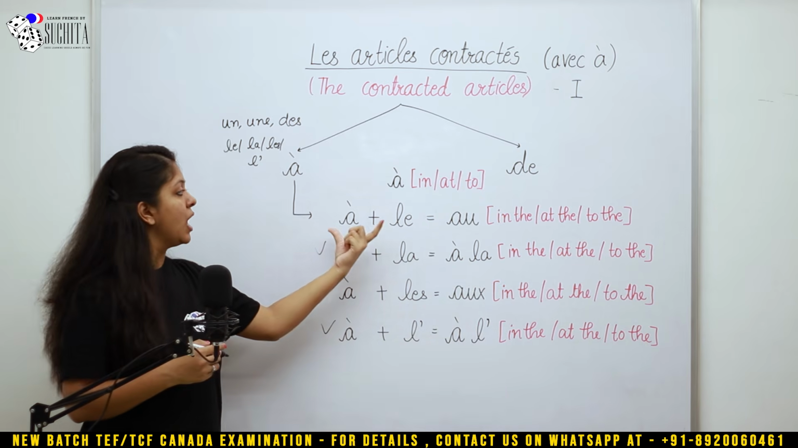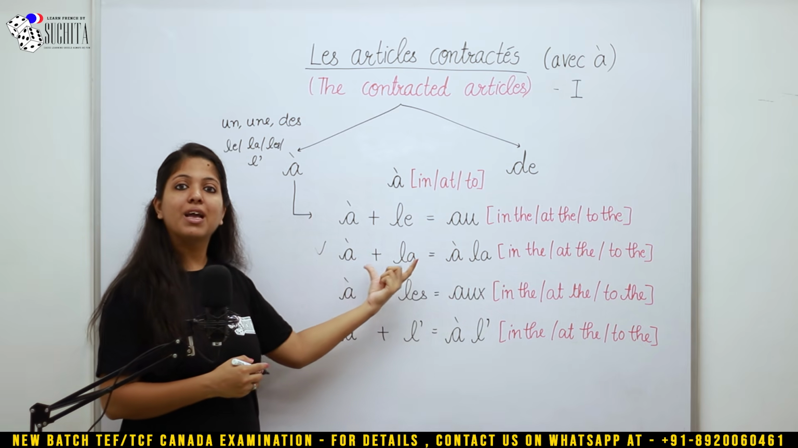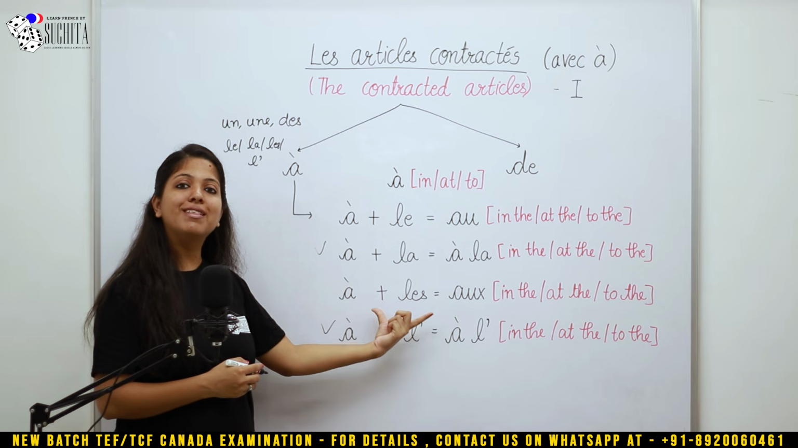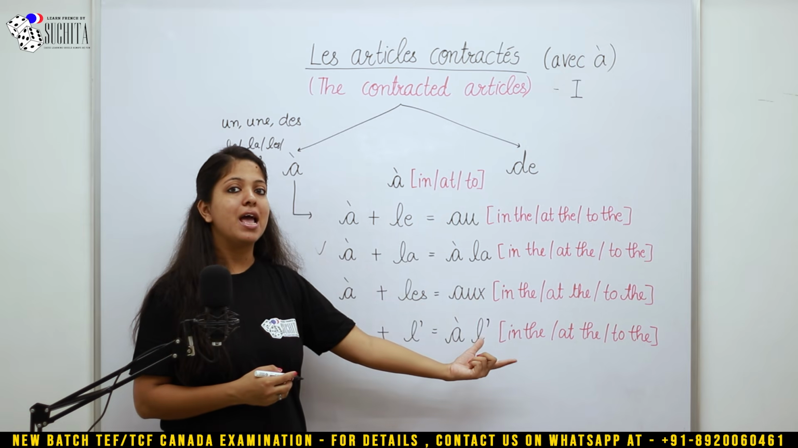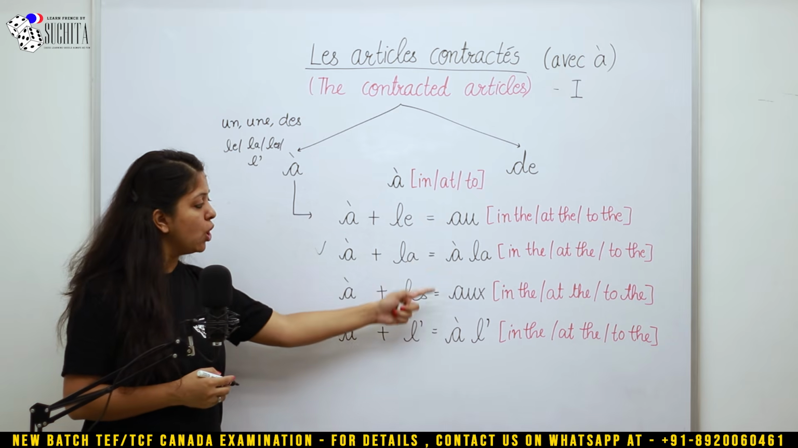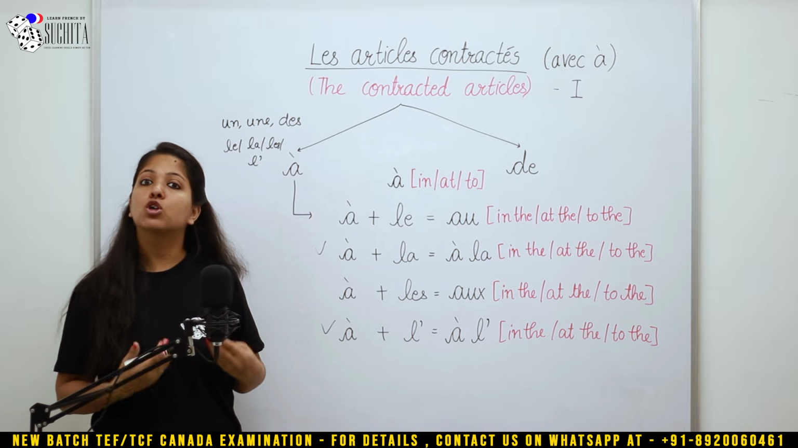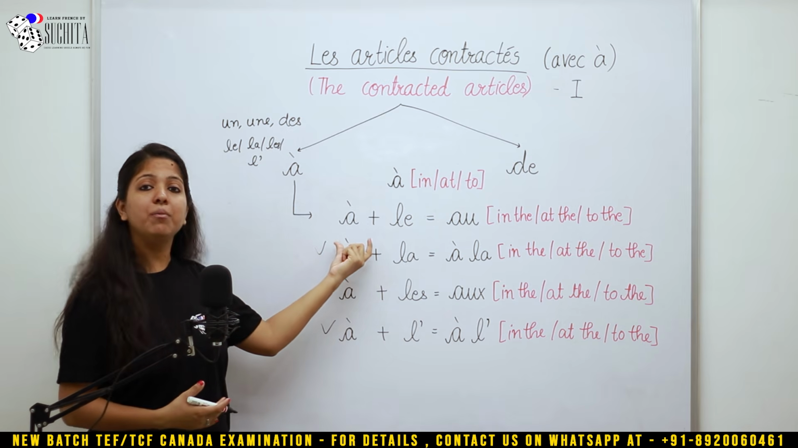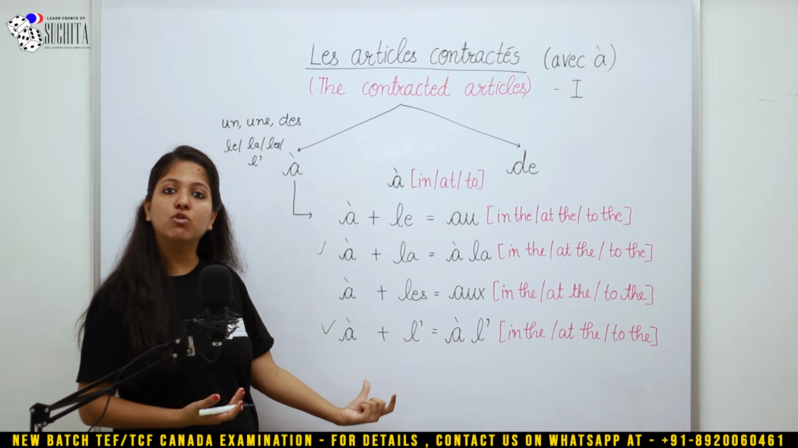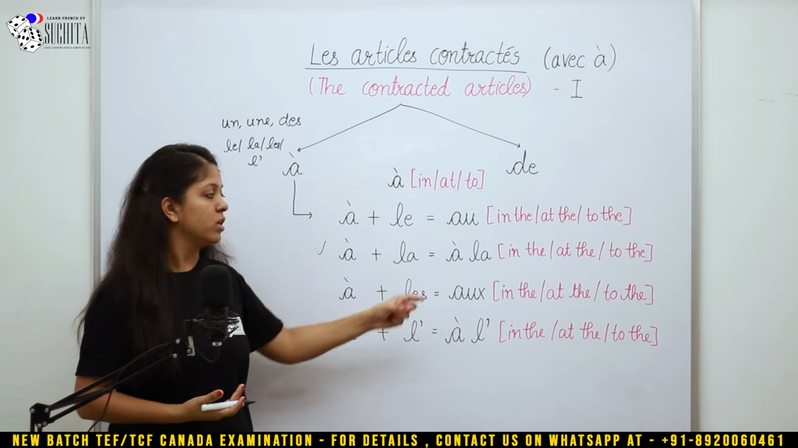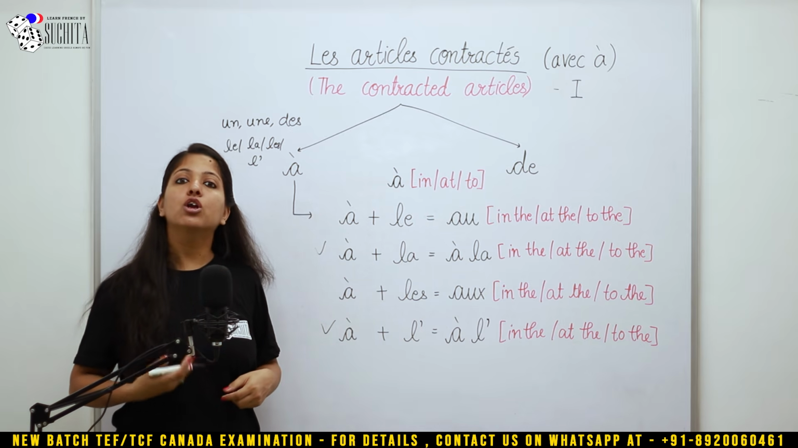Allez on répète. À plus le c'est au. À plus la, à la. À plus les, you have aux. Et à plus l'apostrophe c'est à l'apostrophe. The meaning of all four of them would be in the, at the or to the. Why? Because à means in, at or to, and le, la, les, l'apostrophe, all of them mean the. So of course the meaning for all of them would be in the, at the or to the.